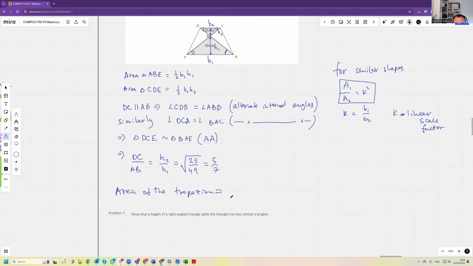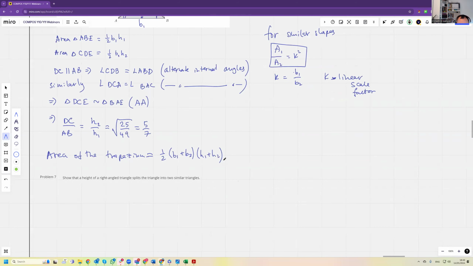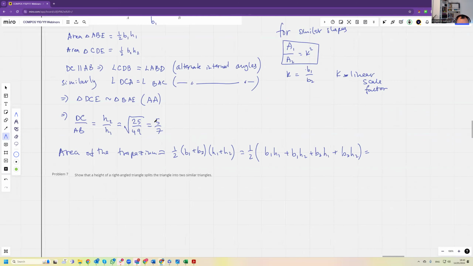Equal. Well, we know that the area of a trapezium is 1/2 the sum of the bases, so B1 plus B2, multiplied by the height. And the height, it turns out, is H1 plus H2. Now we open the brackets: it's 1/2 (B1 H1 plus B1 H2 plus B2 H1 plus B2 H2). And we already know that H2 to H1 is 5/7, but also is B2 to B1.